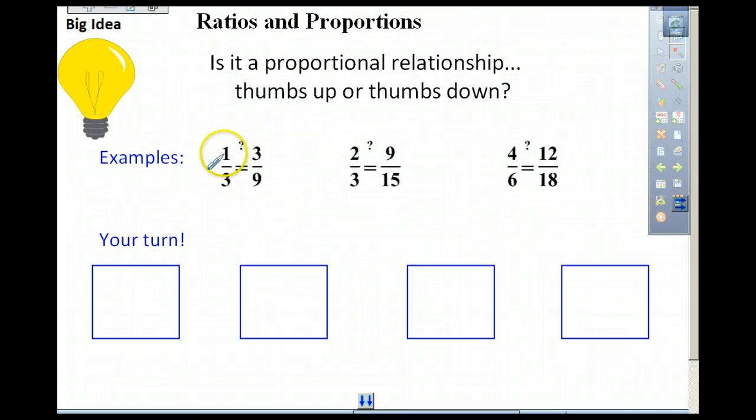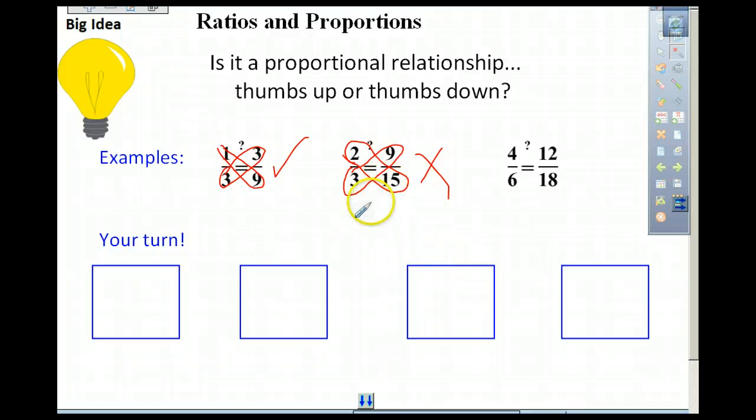So here, do the cross products equal each other? So does 1 times 9 equal 3 times 3? Yes. What about this? Does this times this equal this times this? No. So we're getting different numbers on both sides. We'll get 2 times 15 is 30, 3 times 9 is 27. So if you got this while you're doing a check, you'd say, oh no, that's not the right answer, I did it wrong. So yeah, same thing here. It doesn't check out. It's not equal.